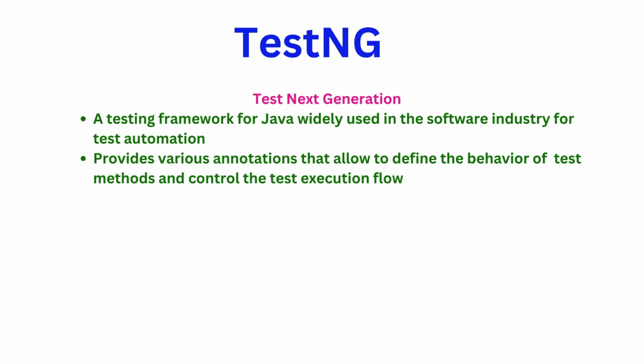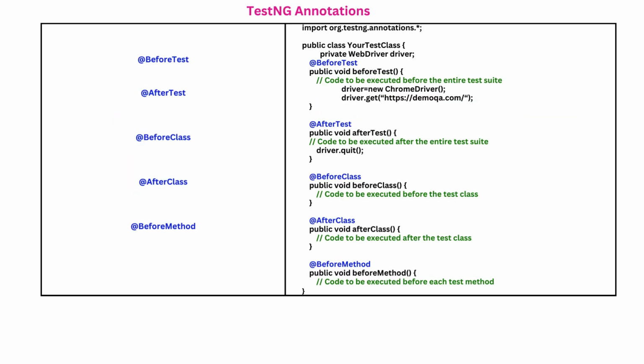TestNG, Test Next Generation, is a testing framework for Java widely used in the software industry for test automation. It provides various annotations that allow you to define the behavior of test methods and control the test execution flow. Here, we have a list of different TestNG annotations along with example methods.